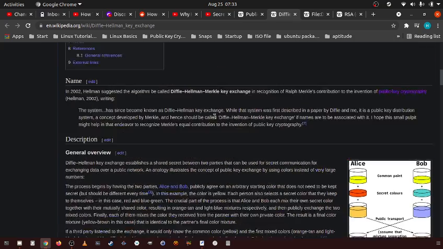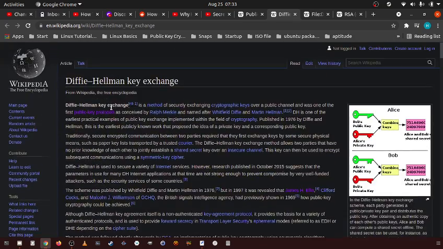That's what the Diffie-Hellman key exchange is. It is simply a method that your computer uses for exchanging cryptographic keys over a public channel, over a channel that's being monitored publicly.